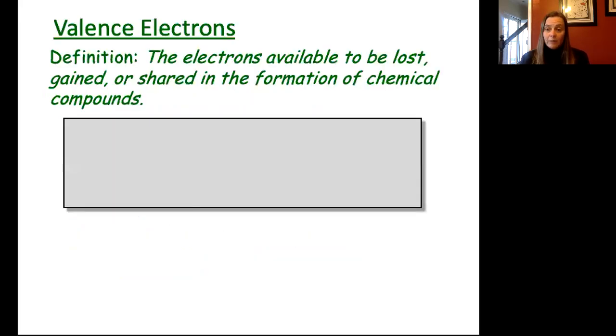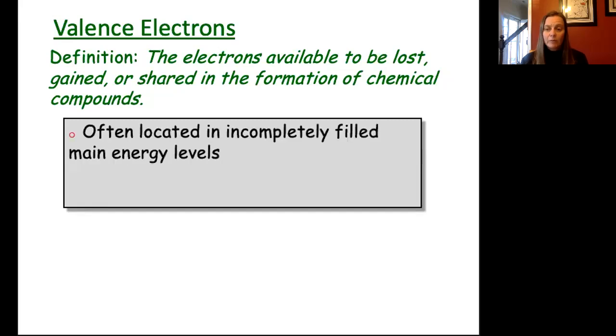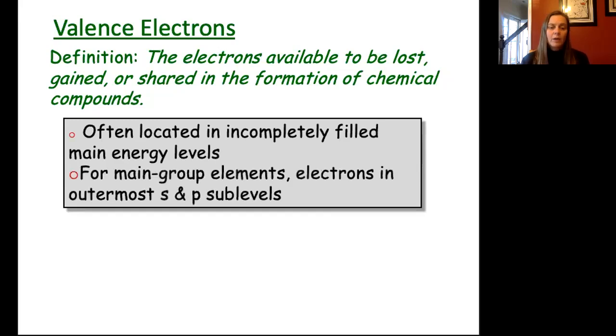So just a quick reminder, again, valence electrons are those electrons in the outermost energy level. They are usually located in the incompletely filled main energy levels. So for our main group elements, that's our S block and our P block, we're talking about the electrons in the outermost S and P sublevels. And these are important because these are the electrons that are available to be lost or gained or shared when we form chemical compounds.